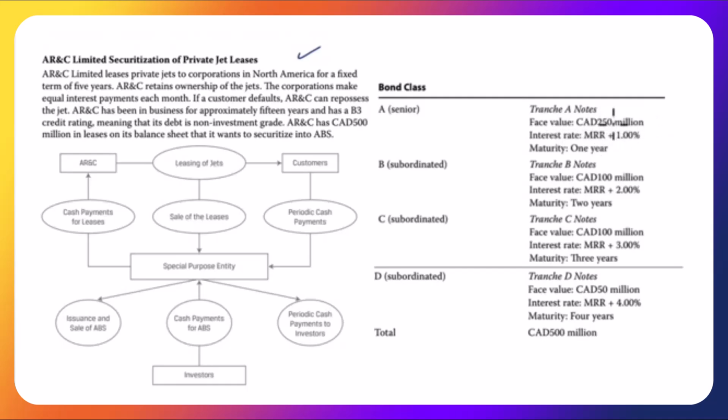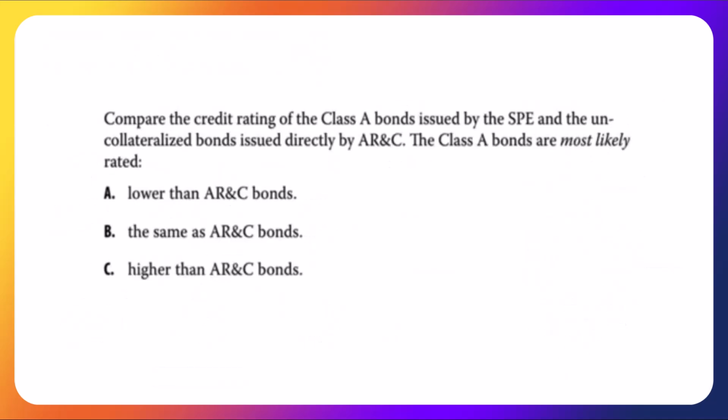Face value of 250, interest rate MRR plus 1%, maturity of 1 year. Tranche B notes, 100 million, MRR plus 2%, maturity of 2 years. Tranche C is face value of 100 million, MRR plus 3%, maturity 3 years. And then you have D, 50 million, MRR plus 4%, maturity of 4 years, total of 500 million. Compare the credit rating of the Class A bonds issued by the SPE and the uncollateralized bonds issued directly by AR&C.